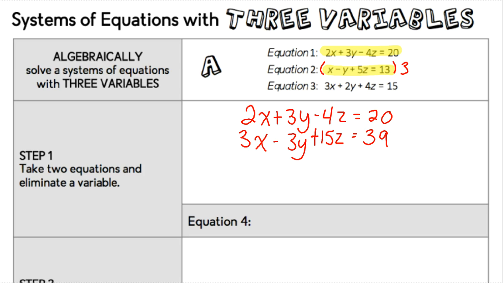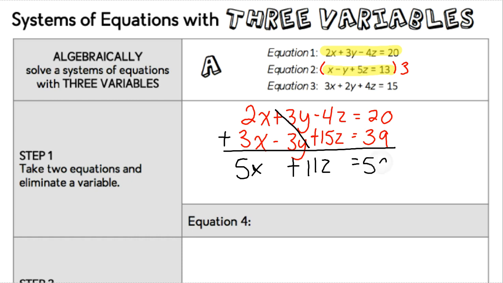So now I'm ready to eliminate my y values. And in order to eliminate 3y and negative 3y, I am going to add these together. So I get 5x, the y's eliminate, I get 11z, and then I have a total of 59 here. So that we call equation 4. So we've created another equation, but now it only has 2 variables. So that helps us in the next process.